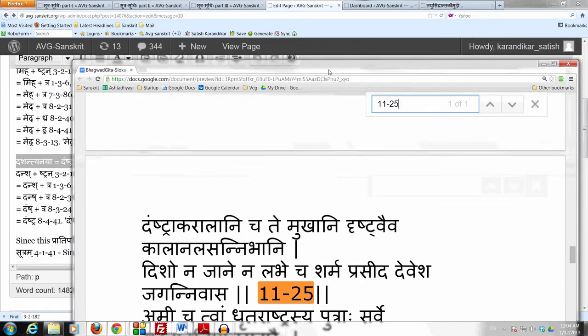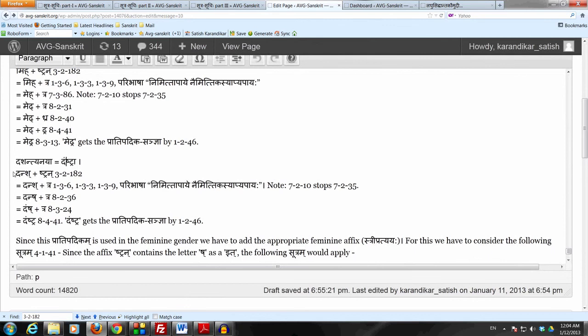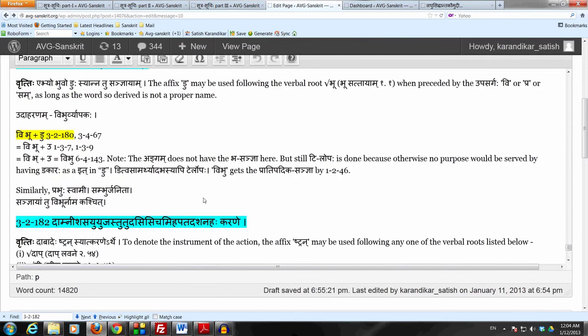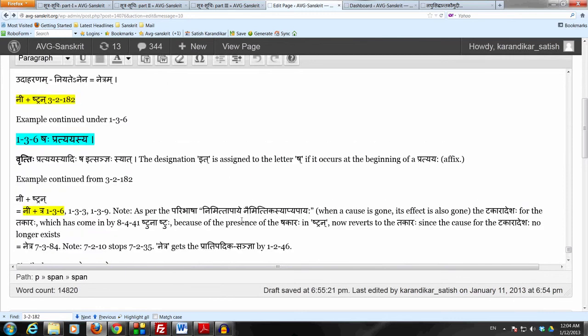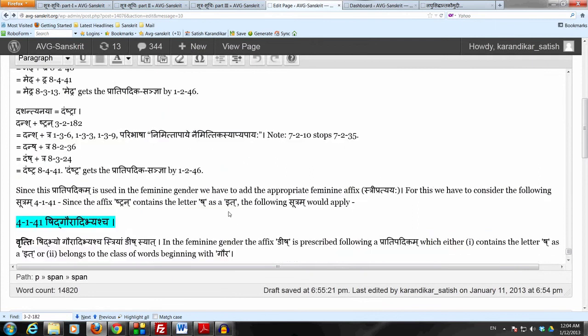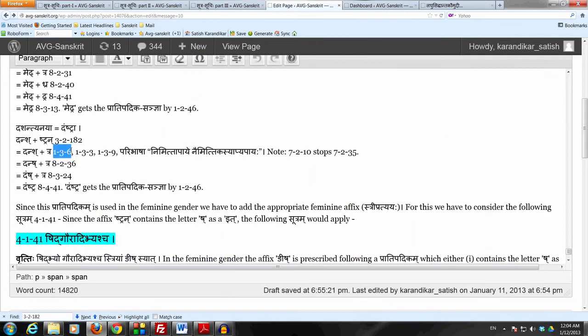So let's continue with the derivation now. So we have dansha plus shtran by 3 2 182, because Panini specifically mentioned this verbal root, and we can use this affix shtran in the sense of the instrument of the action. So same as before, we remove the its. The adi shakara, murdhanya shakara gets the sanjna by shah pratyayasya, and the ending nakara gets the sanjna by halantyam, tasya lopaha, and by the paribhasha nimittapaye naimittikasyapyapayah, the takara reverts back to the takara and we get danshtra.